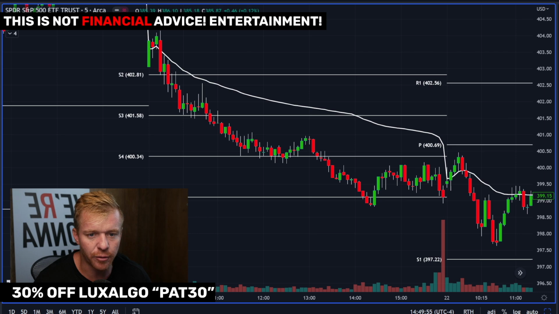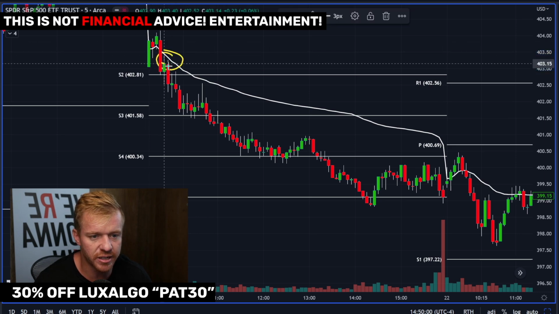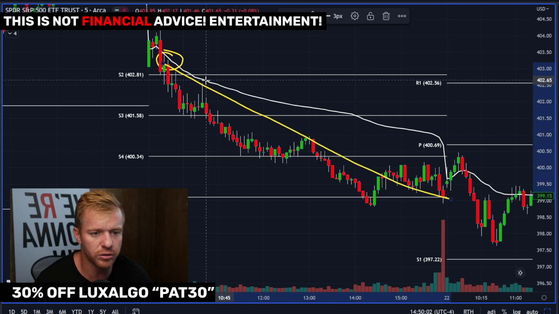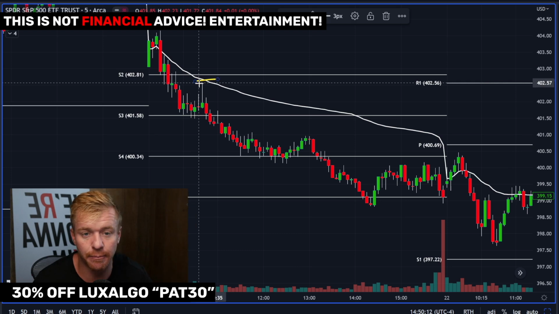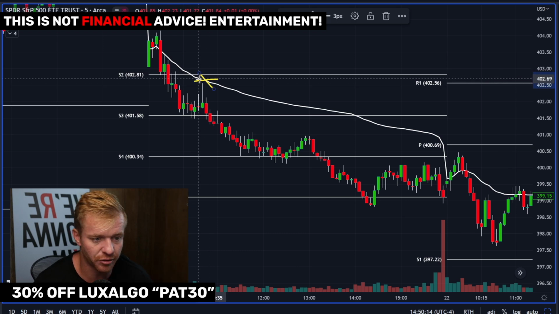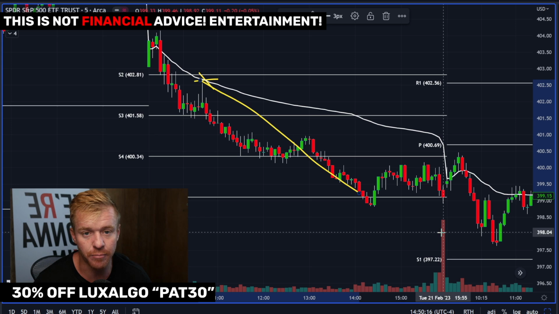Right here, again, another beautiful setup. We get below the VWAP. The VWAP turns into resistance. And guess what? We just sell all day long. We had one more kind of interaction with the VWAP right there. When we can't get back above the VWAP right there, this is your short opportunity. And there's that big move down.